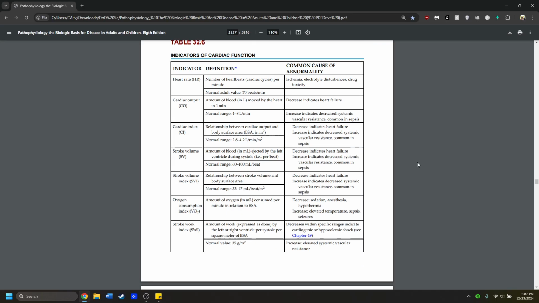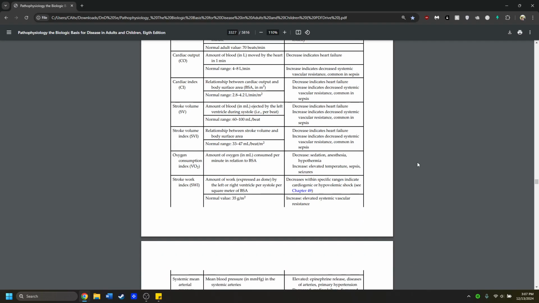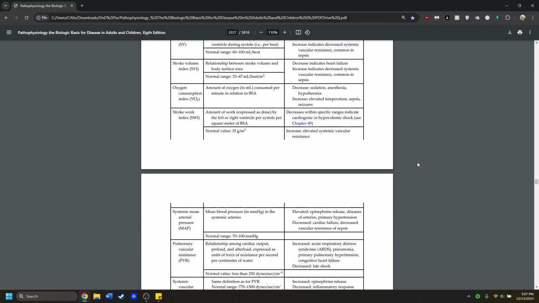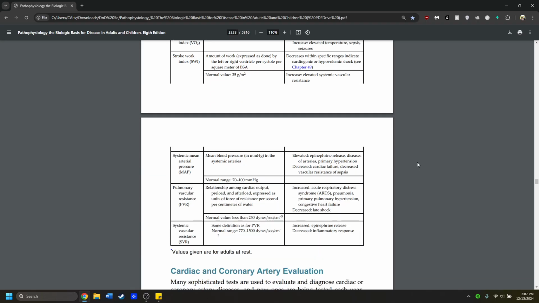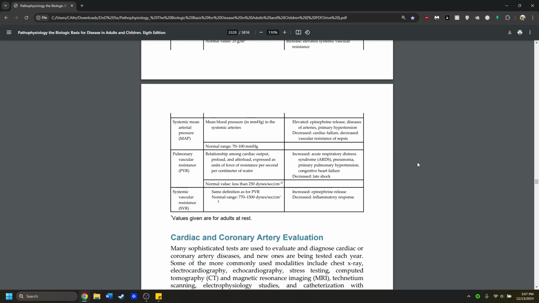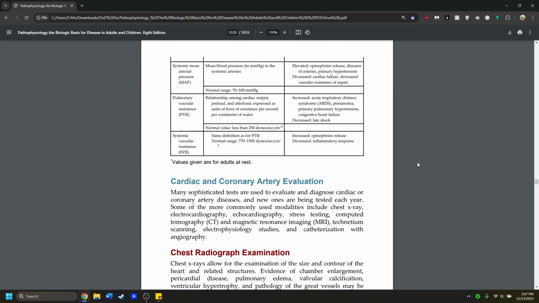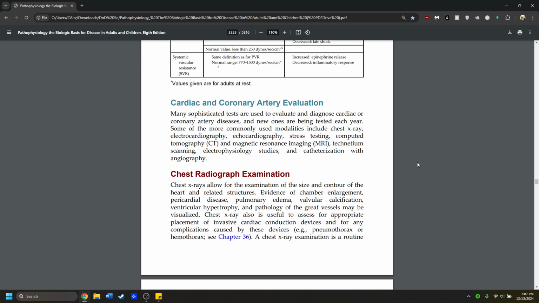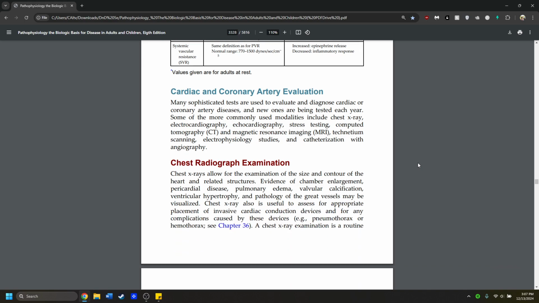So we've got heart rate, cardiac output, cardiac index, stroke volume index, stroke work index, systemic mean arterial pressure, pulmonary vascular resistance, and systemic vascular resistance. Okay. So, cardiac and coronary artery evaluation.